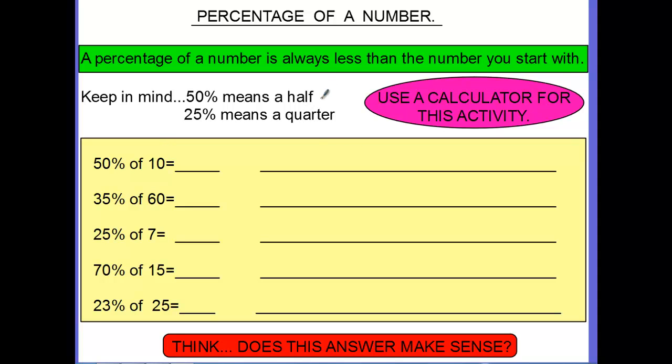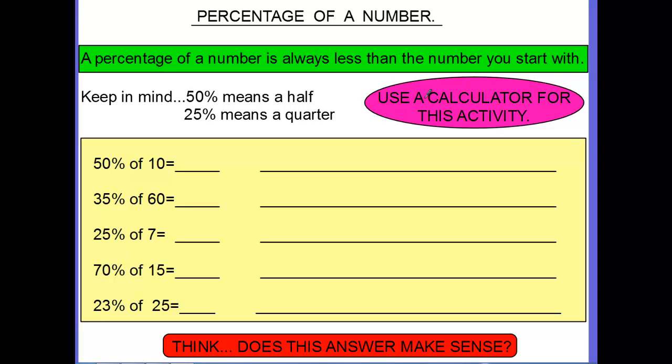Number one, keep in mind that 50% means a half. So it's a half of the number that you're finding out. So here's the number that you're looking at. A half of that number is 50%, or 50% is half of it. And it follows then that 25% of a number means 1/4 of that number. Okay, so those are a couple of things to keep in mind as you're working through.